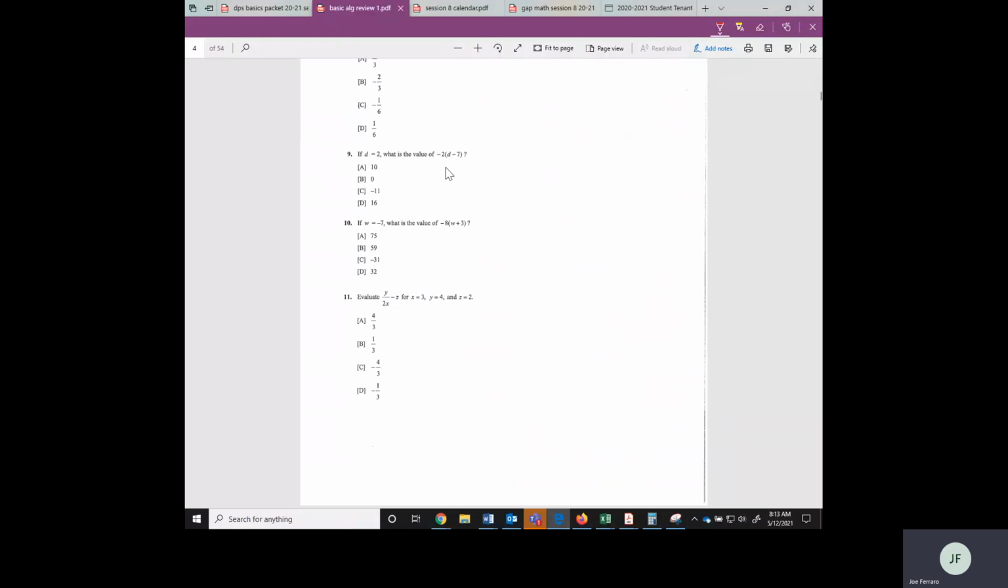Okay. You could do the distributive property here first. It says if D is 2, what is the value of -2 times D minus -7? And you could do this distributive property first, but you don't necessarily need to do that. You can just write this out, say -2, substitute in 2 for D. Okay, now the key here is order of operations says you have to do parentheses first. So you're going to leave the -2 on the outside.